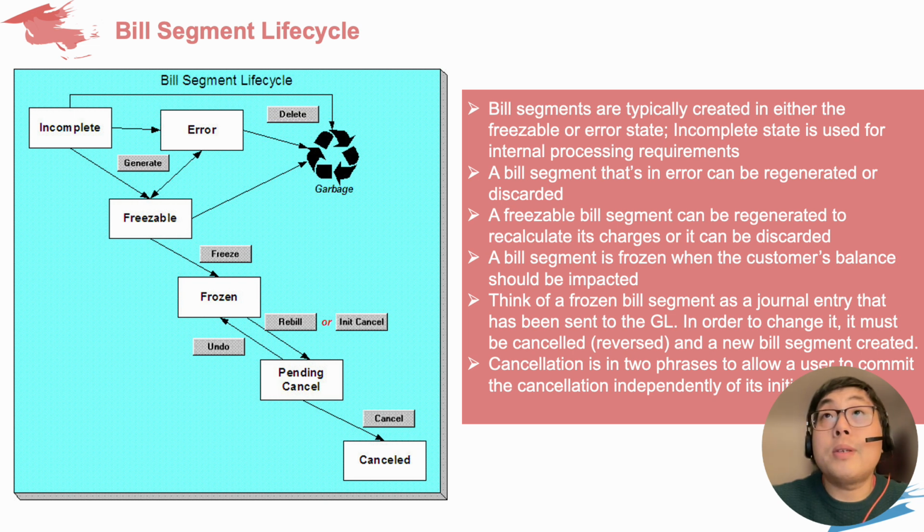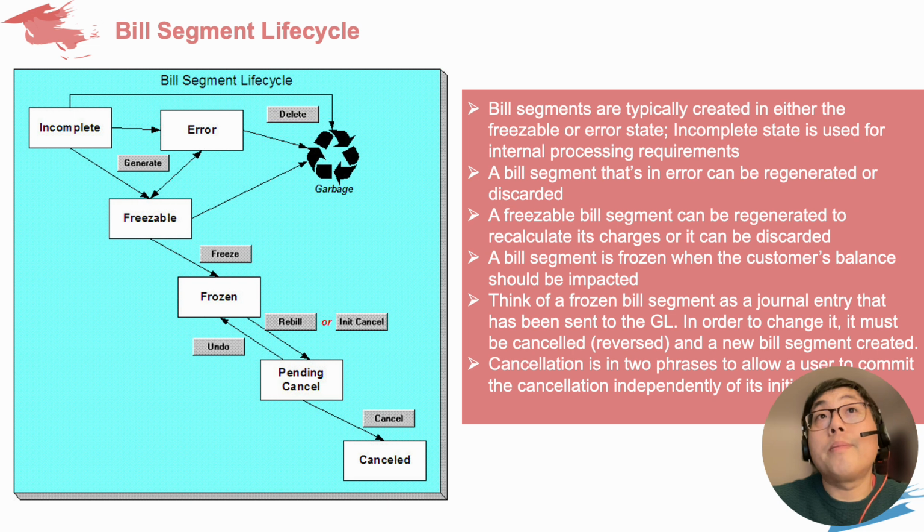Okay, so as we said, bill segment is taking a snapshot of the consumption. If a bill segment is in error, it means a lot of different things. It could be consumption too high, it could be missing some key information. But if you want to regenerate, you can recreate the bill segment. A freezable bill segment can be regenerated to recalculate its charge and it can be discarded.